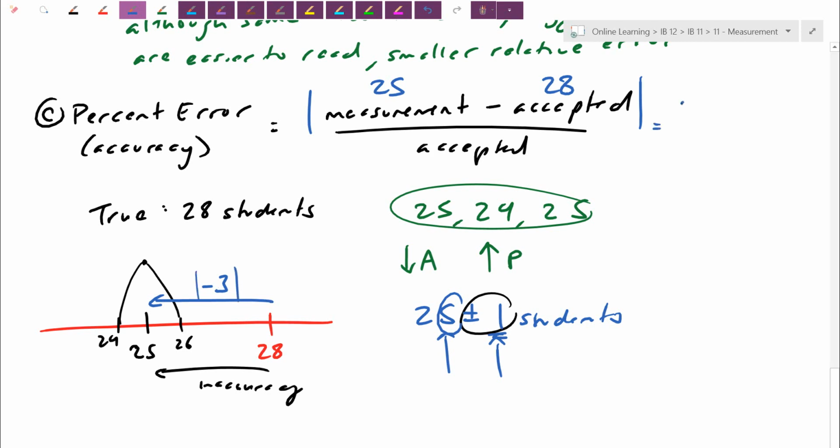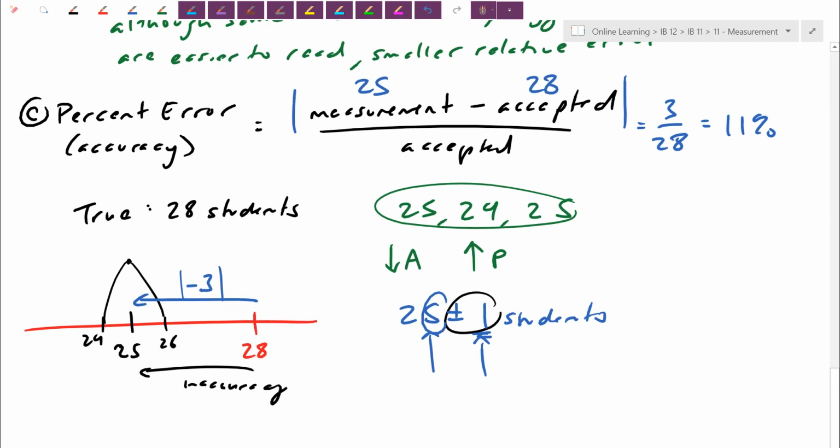What if I took 3 divided by 28 in this question here? What is his actual percent error? Again, this is a comment on his accuracy. He is about 11% off the mark. In this case here, it was negative, so I can say in words here, he's 11% below the true value.